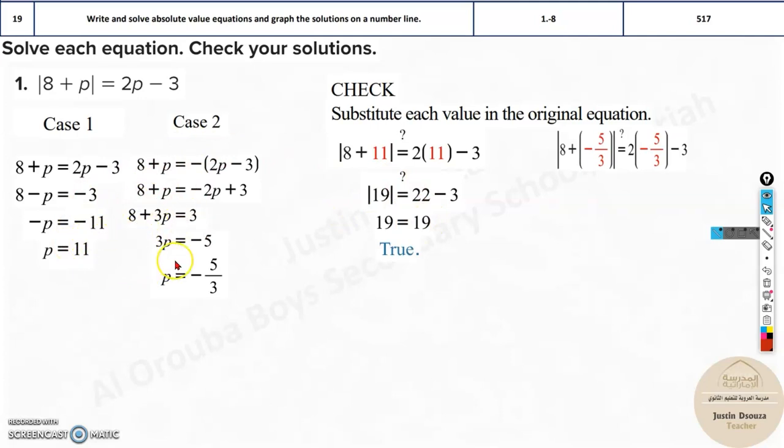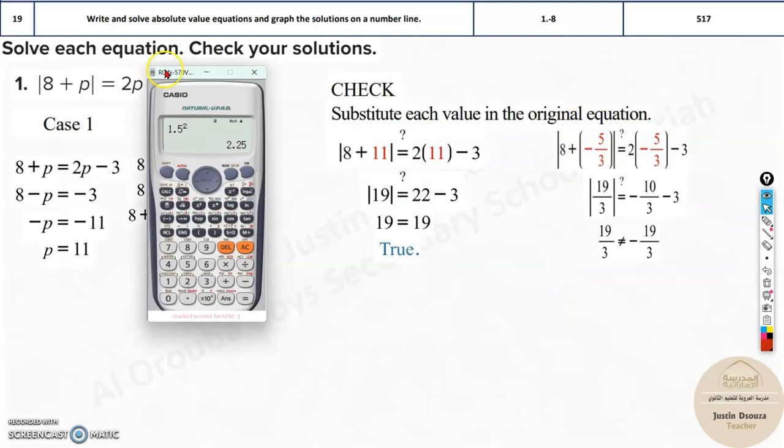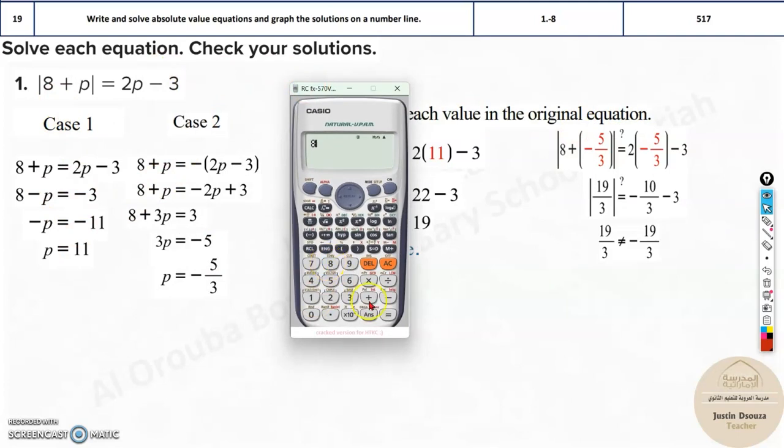True. Now, what about this one? Just put this equation over here and solve. And the answer over here is not equal. How can you do that? A simple way is to use your calculator over here and try. Now here I'll do the first one, 8 plus 11. Even if it is negative, you must only consider the positive answer. Why? Because it's inside magnitude. I'll write over here 19. Now the right side, 2 into 11 minus 3. It's 19. Yes, this is correct.